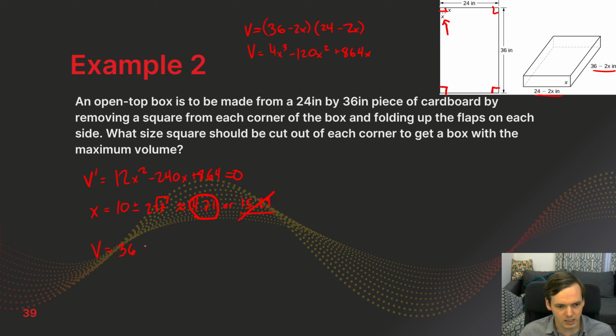Volume is 36 minus 2 times 4.71 times 24 minus 2 times 4.71. And again, I've solved this before, so I'll just give you the answer. You can go back and check it yourself if you want to run that algebra. 1,825 inches cubed. Oh, sorry, we need to do times x. I was missing that from there. That would explain why this doesn't make sense.